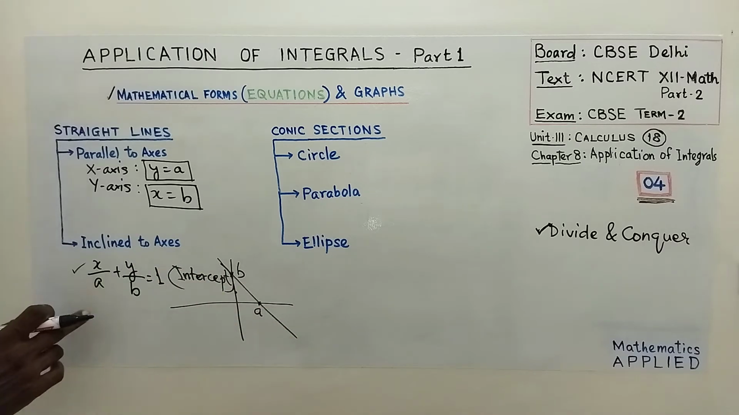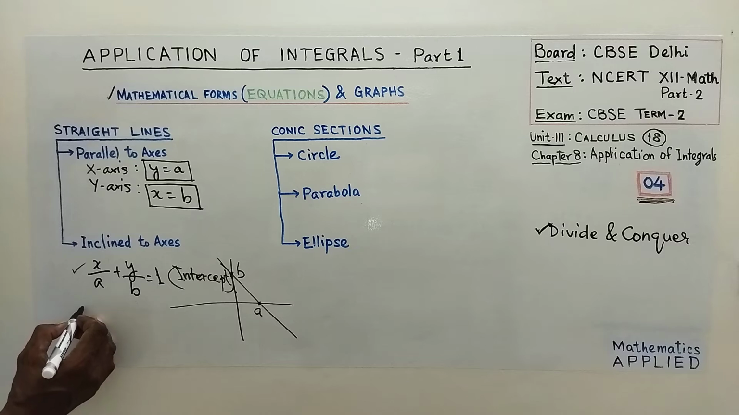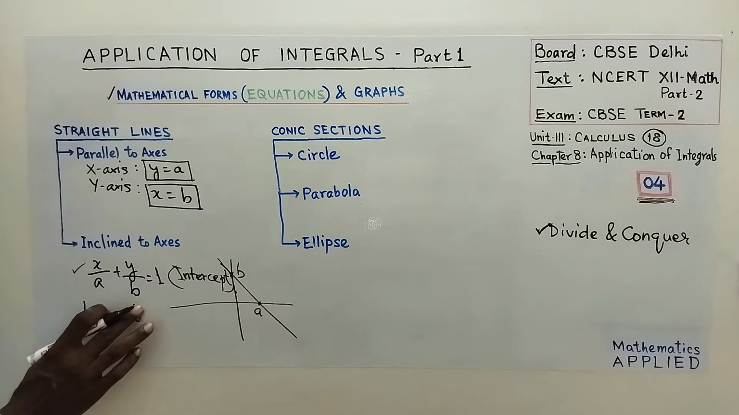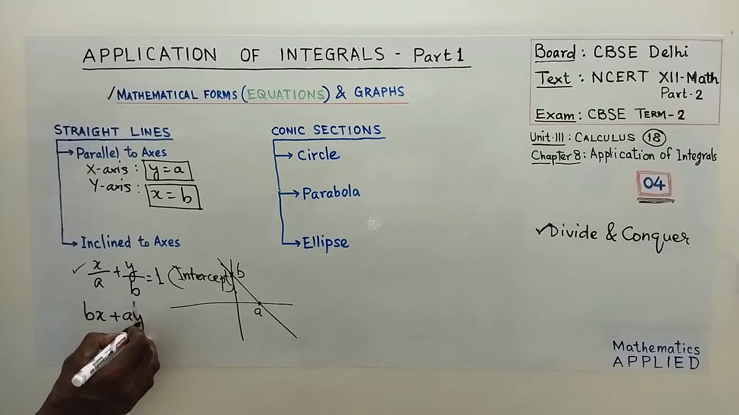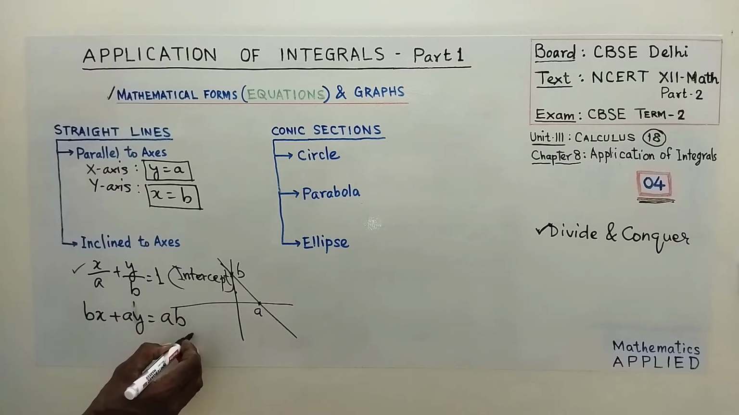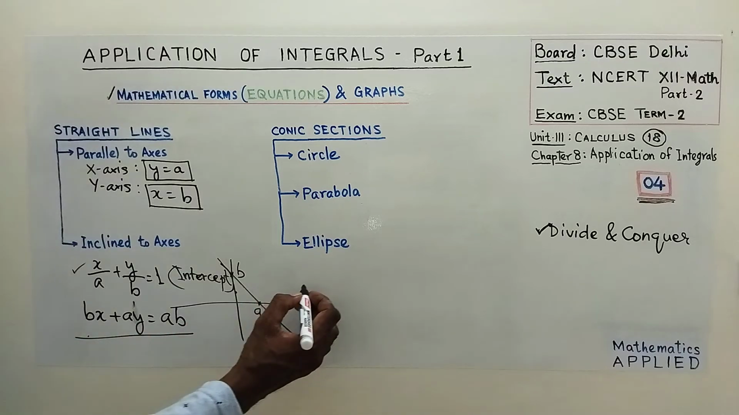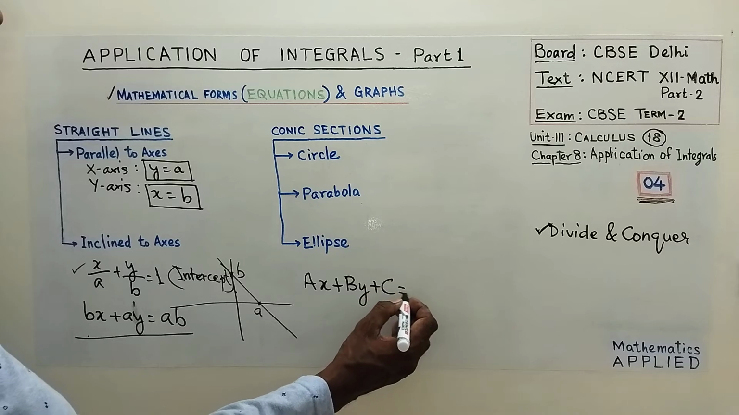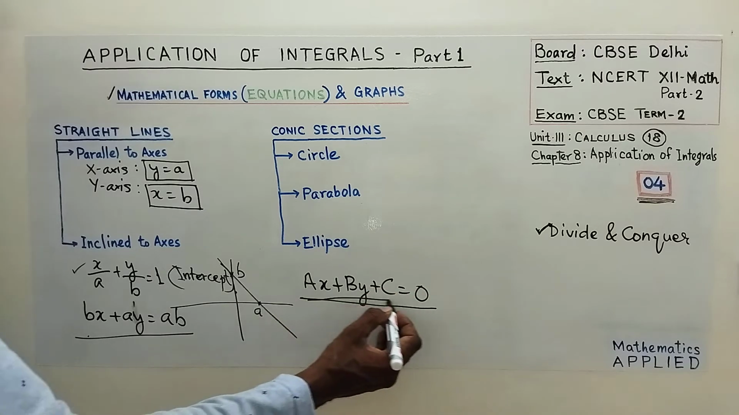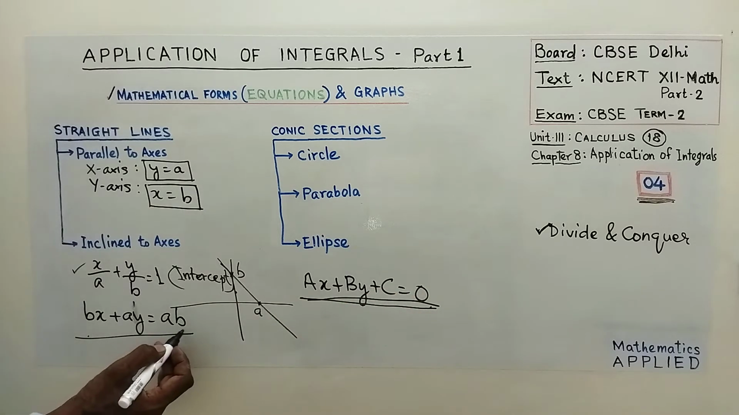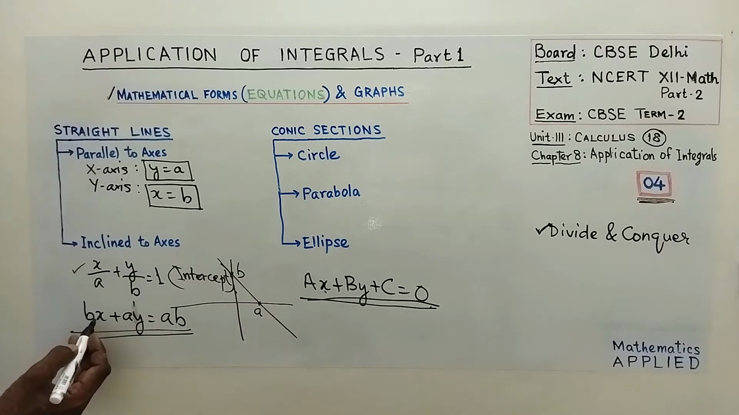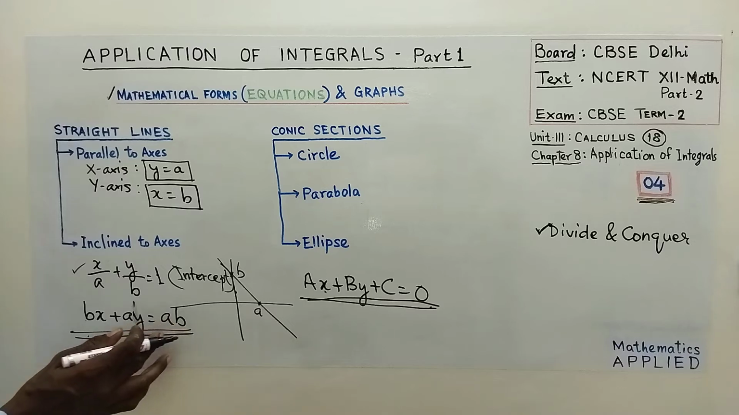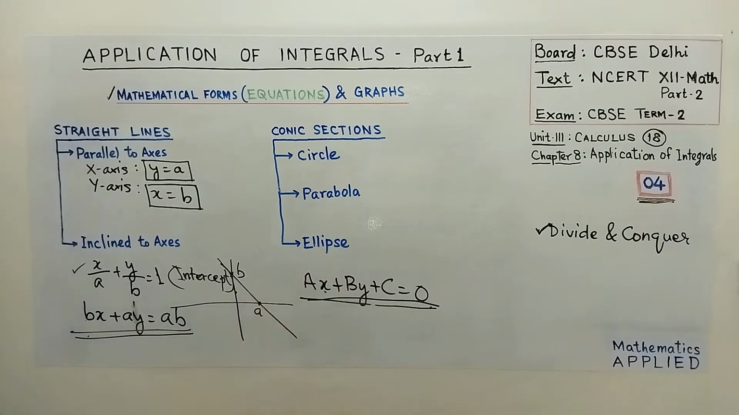And if an equation is not given in this way, if it is given like this, bx + ay = ab, or in the usual general form of a line, ax + by + c = 0. Lines will usually be given in this form. There is a coefficient for x, a coefficient for y, and some constant. If you bring this constant to this side, that becomes c.